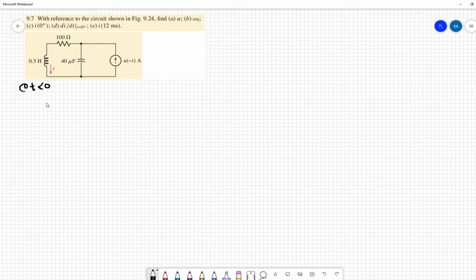So we have an equivalent circuit where our inductor is shorted, and we have an open circuit for the capacitor. Then since our source is multiplied with a unit step u of negative t, at t less than 0 the argument is positive. This means that our current source is on.